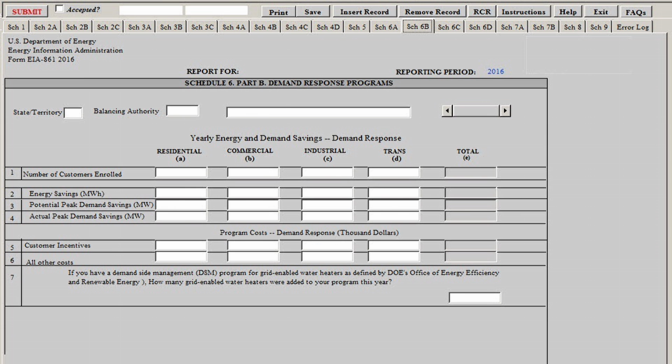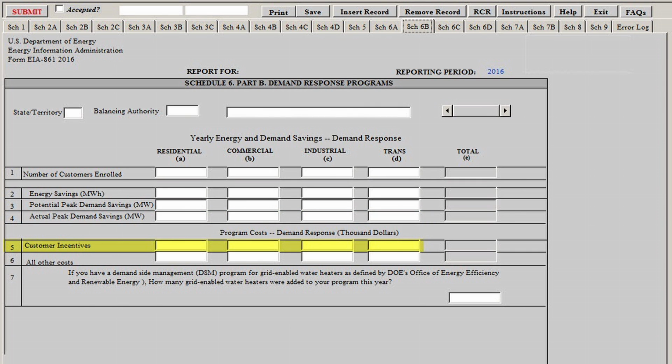Schedule 6 Part B is for demand response programs which encourage the temporary reduction in demand for electricity at certain times of high demand. Line 1 is for the number of customers enrolled in demand response programs. Line 2 collects the energy savings in megawatt hours. Line 3 is for the potential peak demand savings. This is the possible demand savings that could occur at the time of the system peak hour, assuming all demand response is called.